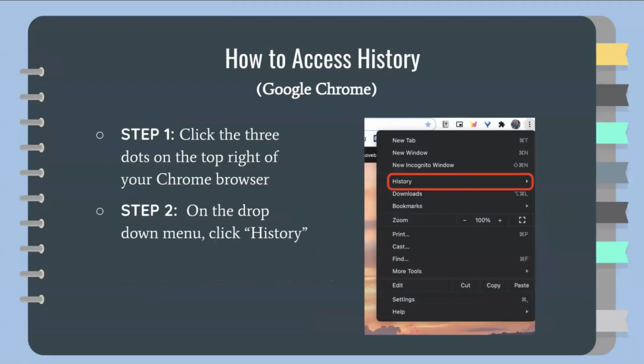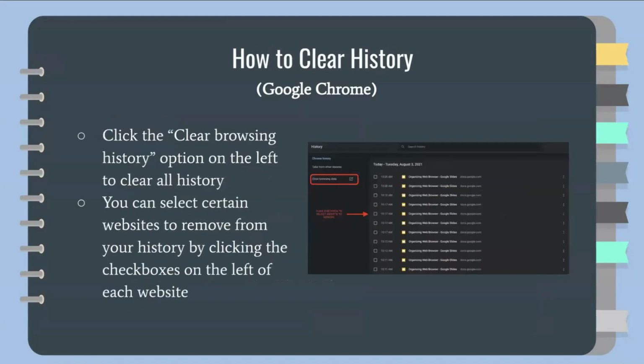And to access your history in Google Chrome, you click on the three dots at the top right corner of your Chrome browser, and on the drop-down menu, click History. You'll be able to see everything too. To clear the history, you click on Clear Browsing Data or Clear Browsing History, which is on the left sidebar, and then you can select the certain websites you wish to remove from your history by clicking the checkboxes on the left side of each website.